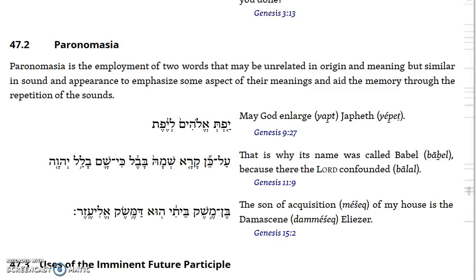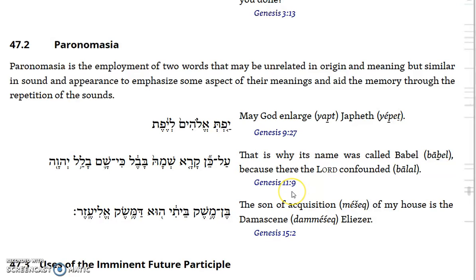It gives three examples. So in Genesis 9:27, Yaft Elohim leYephet, and here you have yod pei tav, yod pei tav. In this context, they don't seem to be particularly related in meaning necessarily, but nonetheless, it's a bit of a word play in having the similar sound.